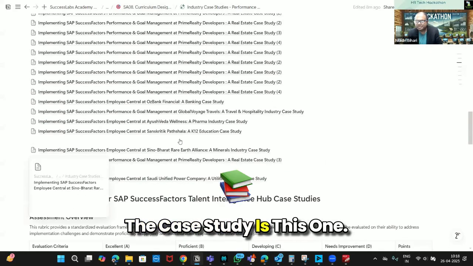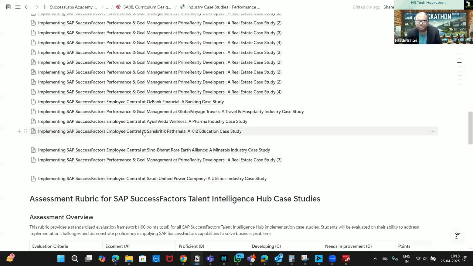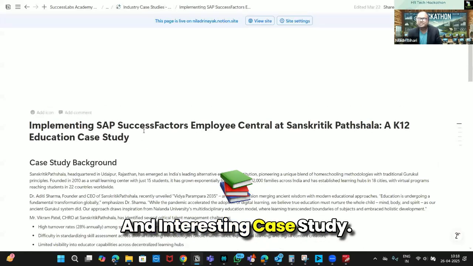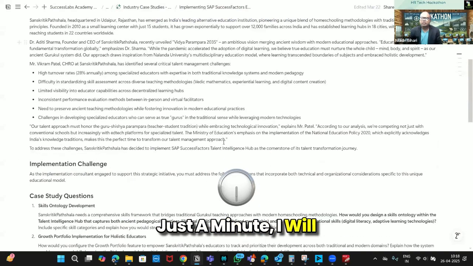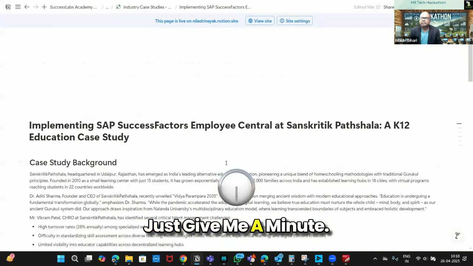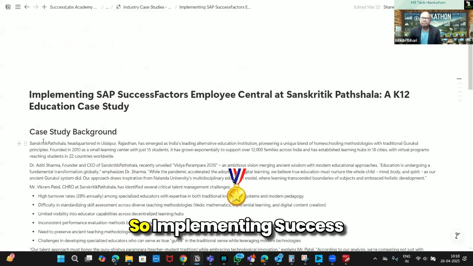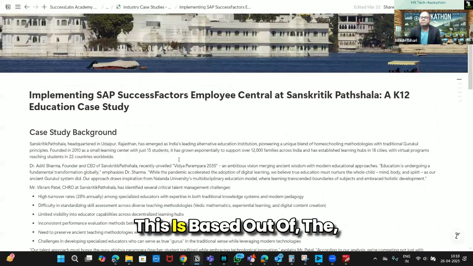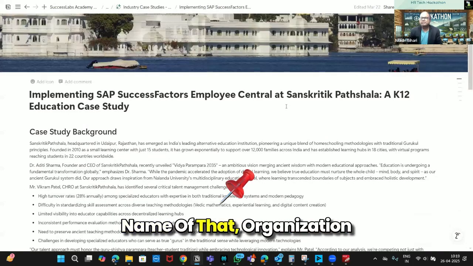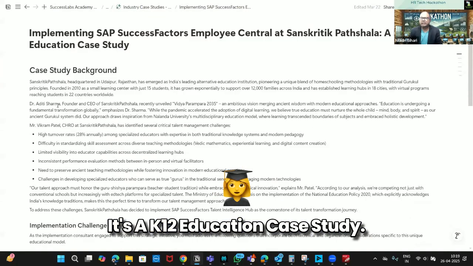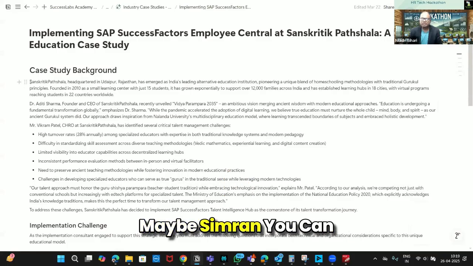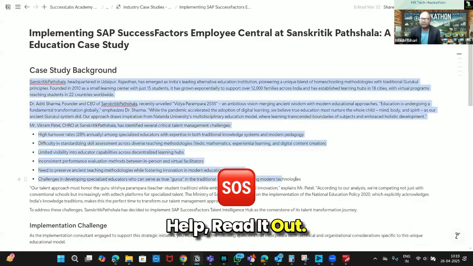The case study is this one. This is a very unique and interesting case study. Just a minute, I will highlight which part to read. Just give me a minute. So this is implementing SuccessFactors Employee Central, based on an organization called Sanskritik Pathsala. It's a K-12 education case study. Maybe Simran, you can help read it out up to this point.